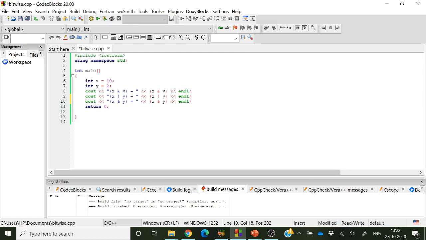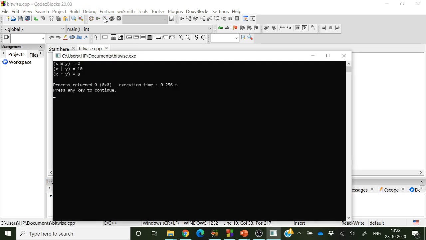Next operator is XOR, x XOR y. The output is 8.